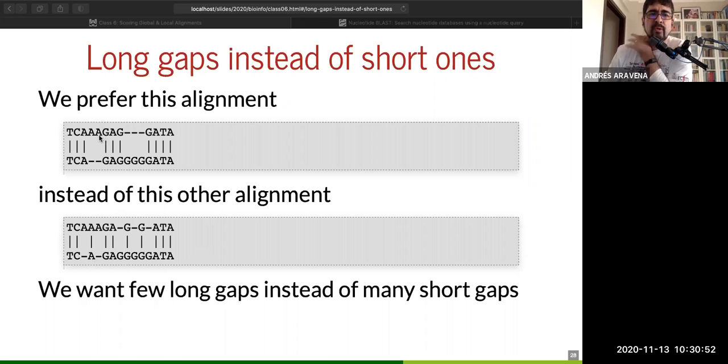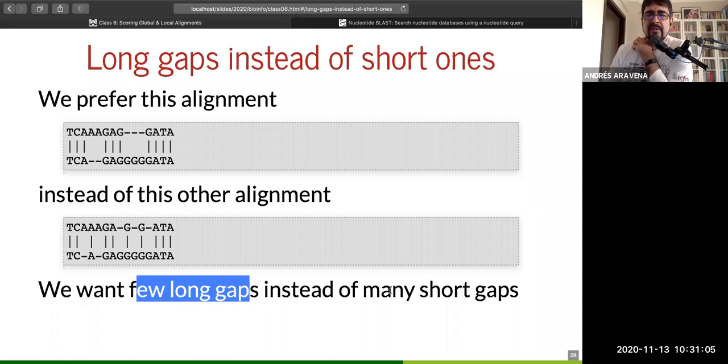Here, you minimize that hypothesis. You say the polymerase jumped once here and once here. Okay? Now, in other words, we want few long gaps instead of many short gaps. And that is something that we have not discussed before.